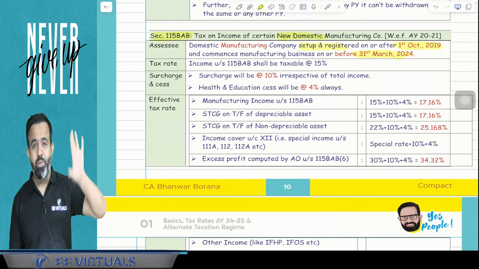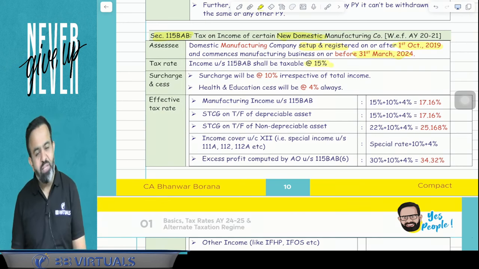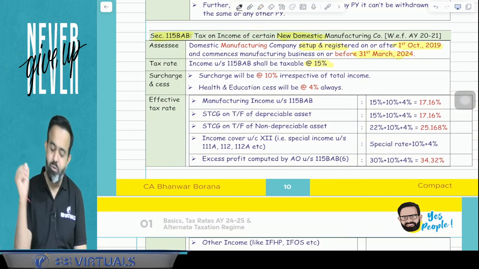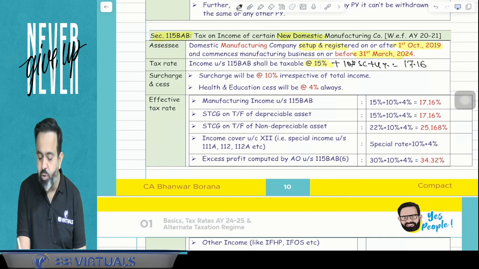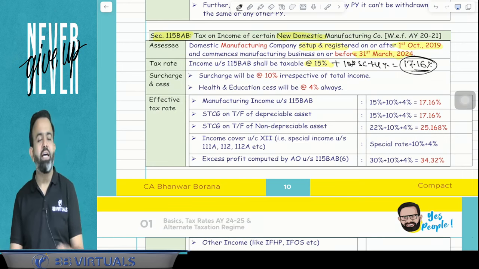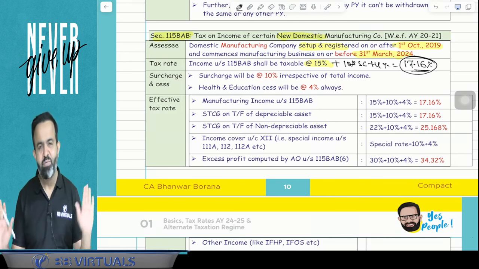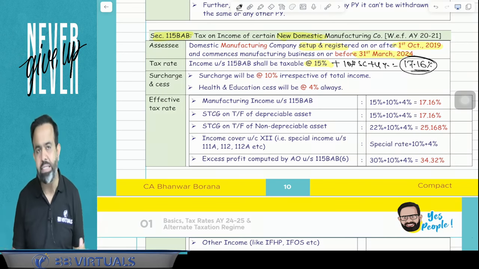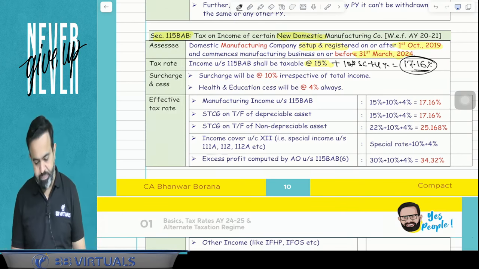If the company opts for this section, then the tax rate is only 15%. Now the question is, is 15% the final tax rate? The answer is no. On this 15% tax rate, you have to add the 10% surcharge and 4% health and education cess. So the effective tax rate will be 17.16%. I will always say 15%, but you always have to add the 10% surcharge and 4% health and education cess.